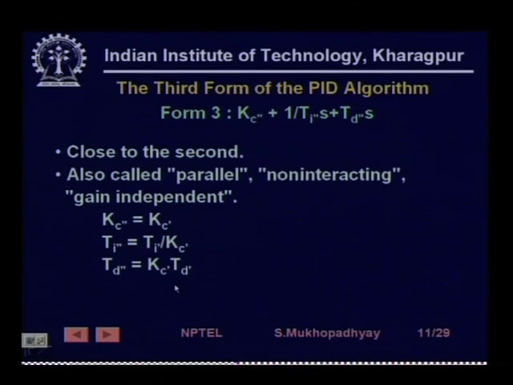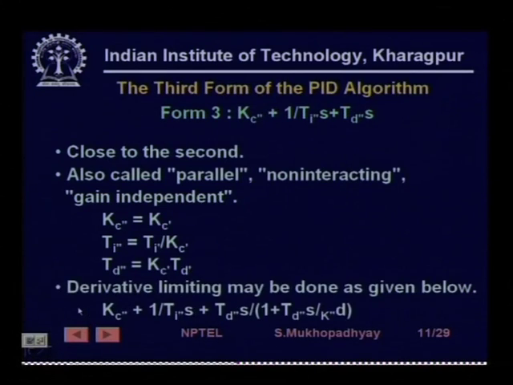You already have a relationship between the second and the first, so you can substitute and get the other one, and you can similarly do a derivative limiting by having another lag term with the derivative term. So, this needs to be understood, that PID equations come in different formats.